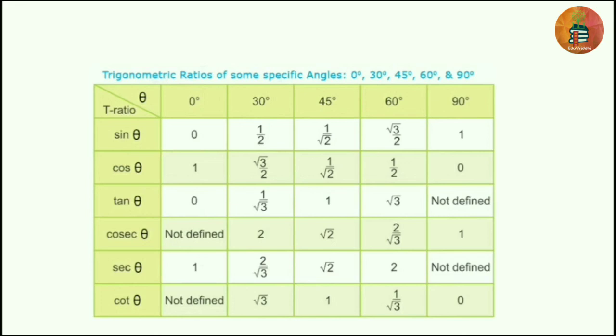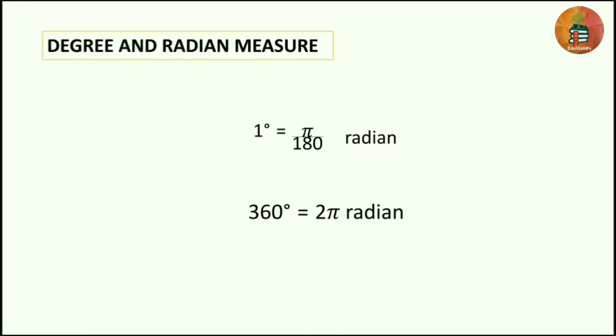the other trigonometric ratios. Next, we have another important formula, that is corresponding to degree and radian measure. So remember, 1 degree is equal to pi by 180 radian. Always 1 degree will be equal to pi by 180 radian, and 360 degree will be equal to 2 pi radian. This formula is useful in solving problems. So this is about theory and formulas related to distance, height and direction problems. In the next video, we will try to solve some problems on this aspect.